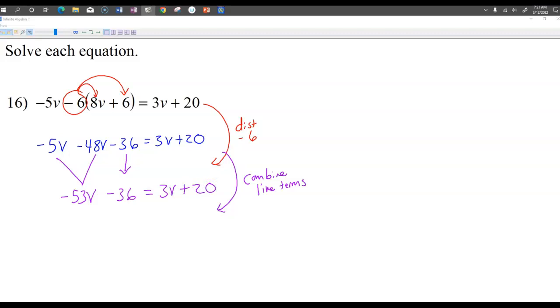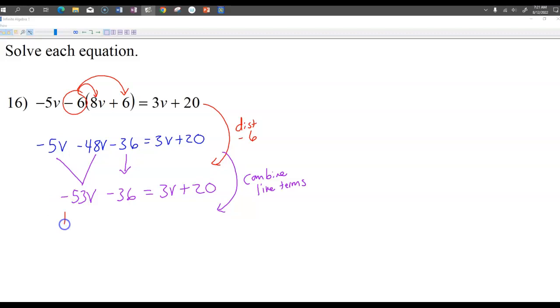So we've distributed. We've combined like terms. Now what do we do? What's the next step? DCMS. Distribute, combine like terms. What's next? It's move the smaller variable. Now, which one of these numbers is smaller? Is it the negative 53 or is it the 3v? Well, a negative is smaller than a positive, so we're going to get rid of that negative 53.